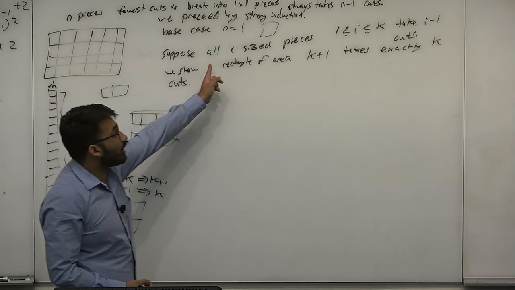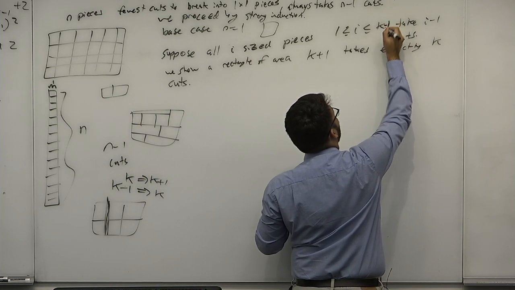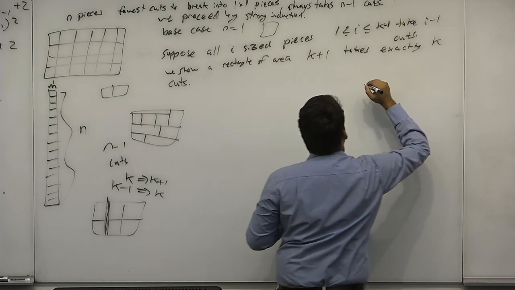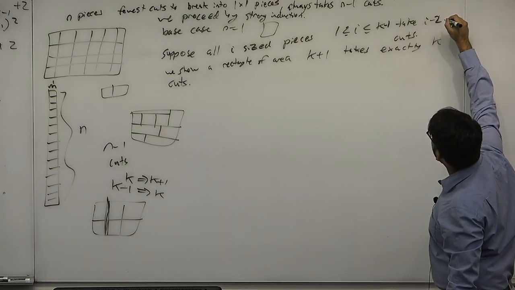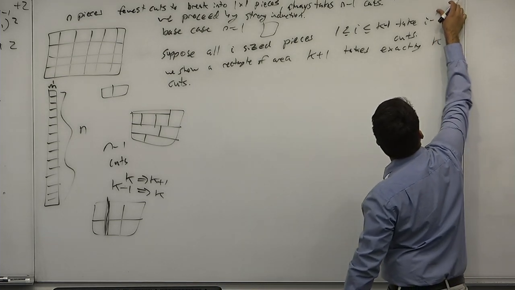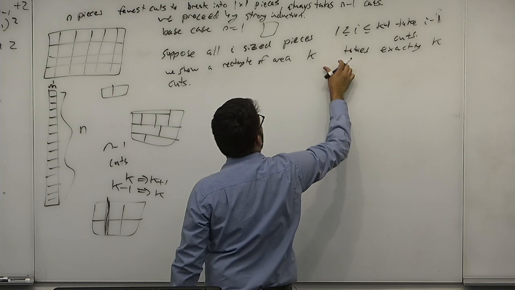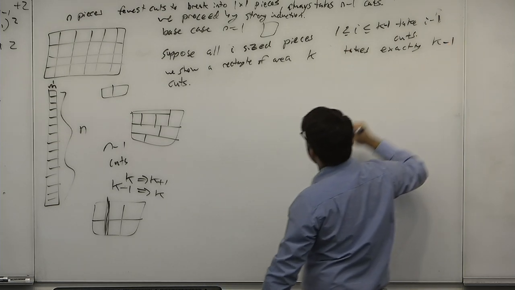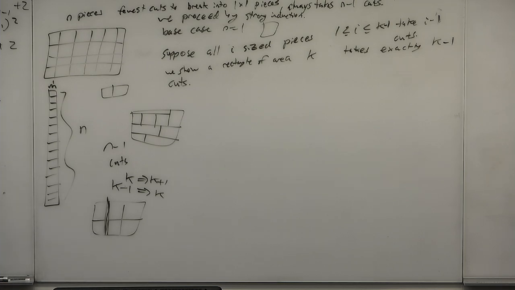So instead of showing i is greater than or equal to, from 1 to k, it's 1 to k minus 1. And this takes i minus 2 cuts. It still takes i minus 1 cuts. We will show a rectangle of area k takes exactly k minus 1 cuts. Right? Convince yourself that those are the same thing. Sometimes we want to write the proof this way just because it's cleaner. Okay?